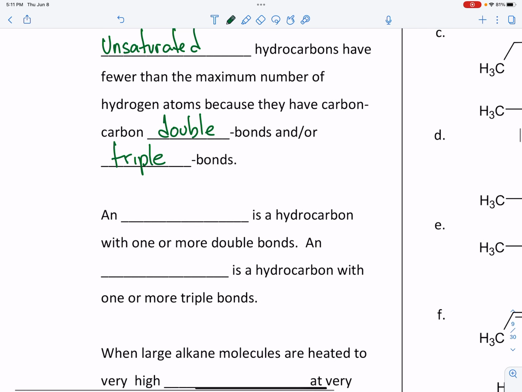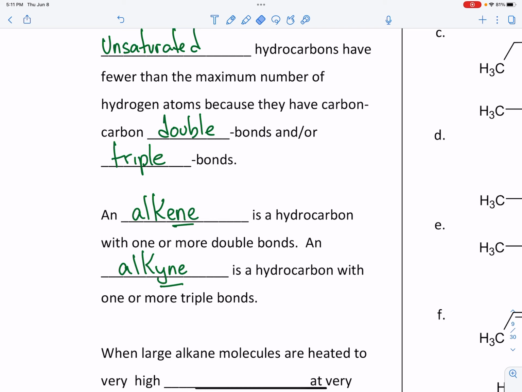In the case of double bonds, if there is one or more double bond in the molecule, then that molecule is going to be referred to as an alkene. Notice the ending ene. The molecules which have triple bonds in them are going to be referred to as alkynes. So an alkyne, and notice its ending yne. When you name an alkene, its name will end in ene.